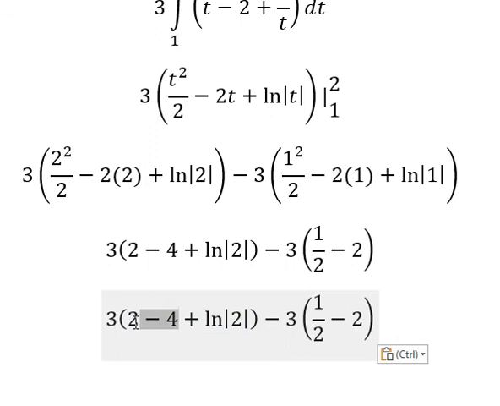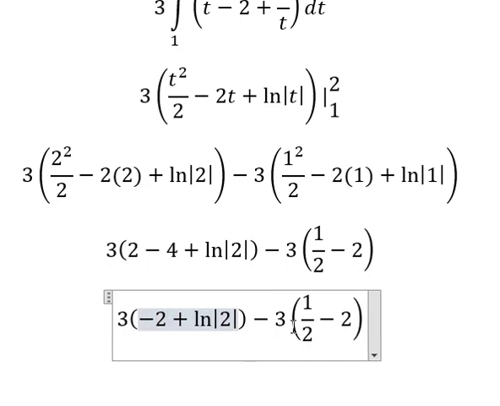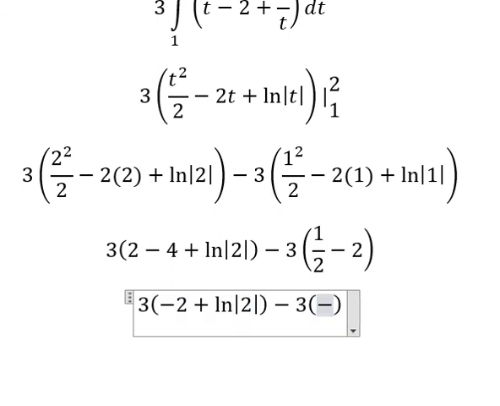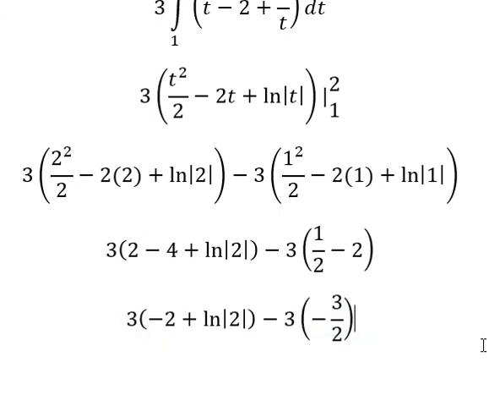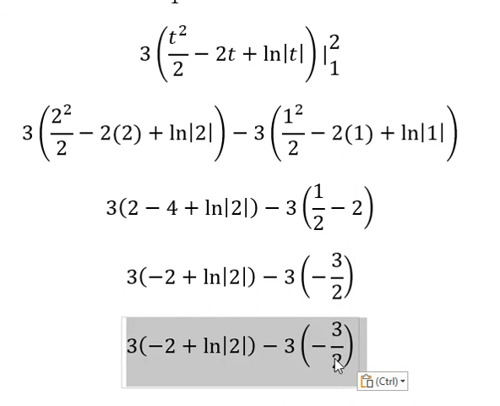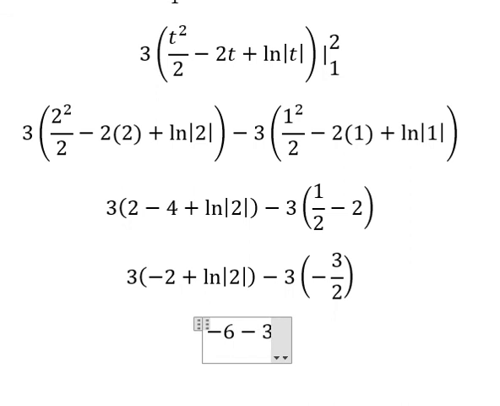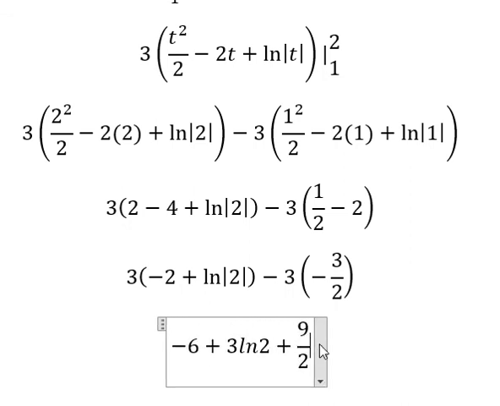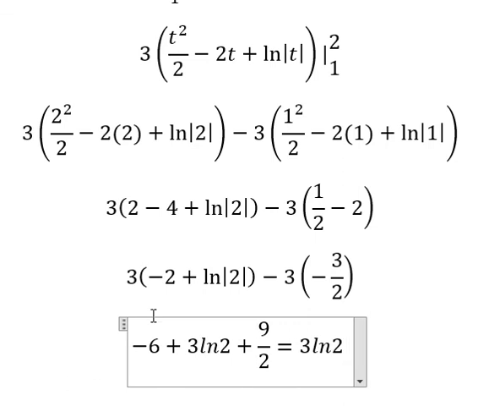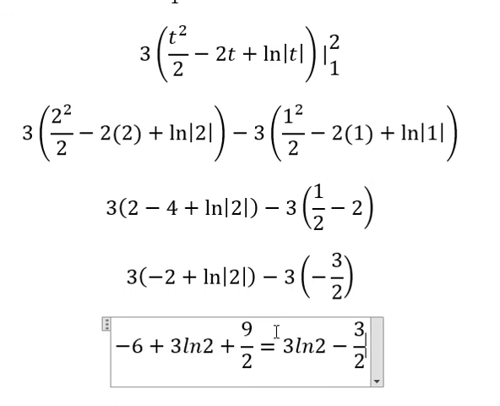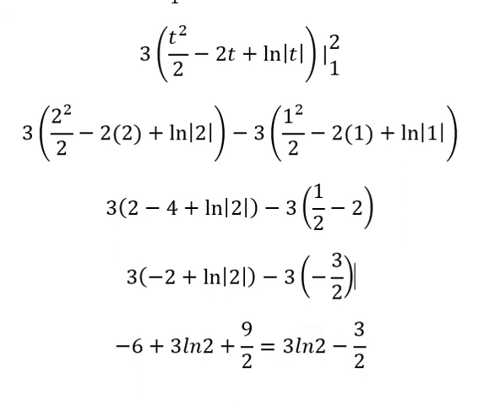So 2 minus 4 we have negative 2. This one we have negative 3 over 2. So we simplify the numbers in here: negative 6 plus 9 over 2. We have negative 3 over 2. And this is the final answer.